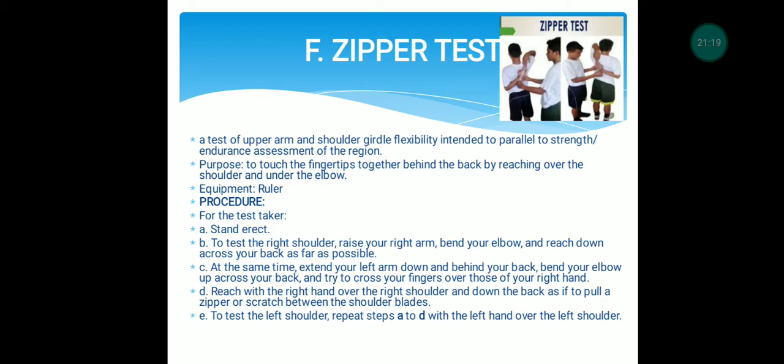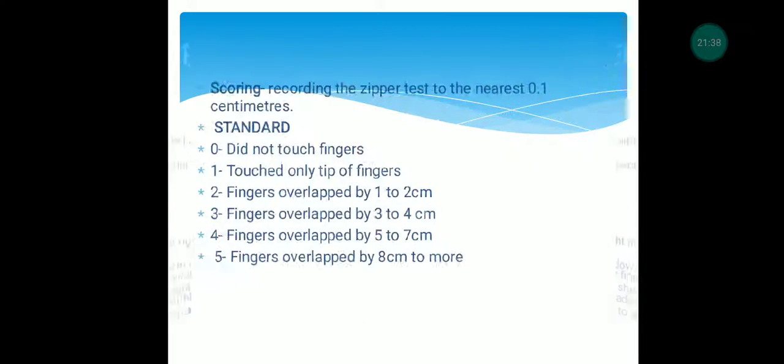Reach with the right hand over the right shoulder and down the back as if to pull a zipper or scratch between the shoulder blades. To test the left shoulder, repeat steps A to D with the left hand over the left shoulder. So that's the zipper test.